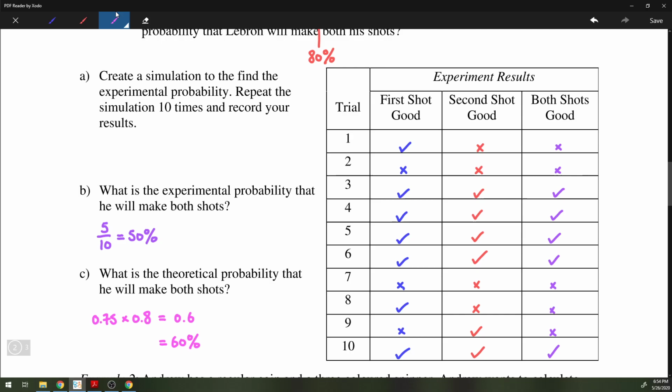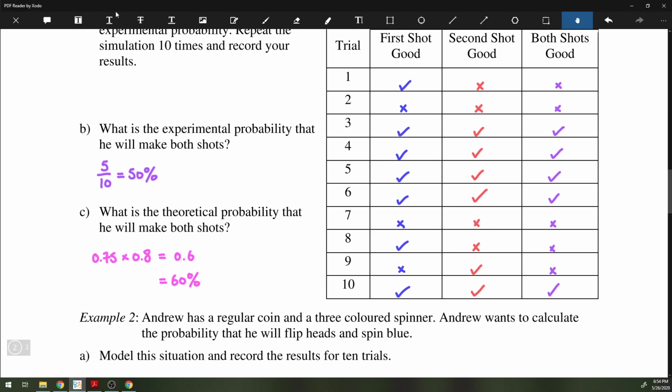Okay. So again, because our sample size is so small, we are going to get something that's not close to being the same. Okay, assuming independence, which is again not a good assumption.